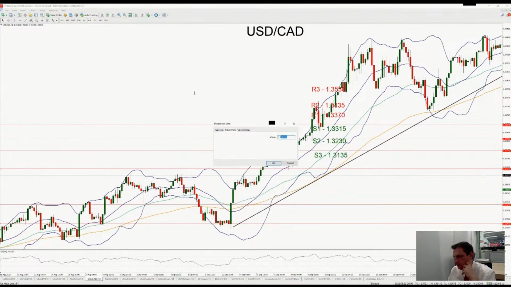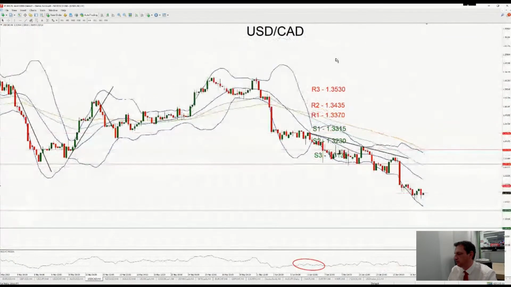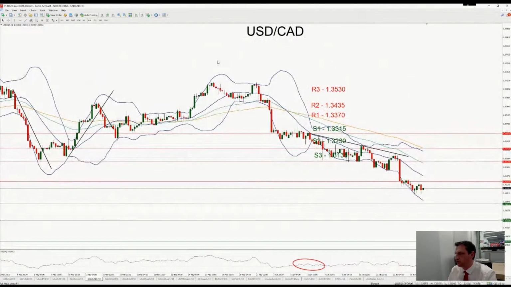And that would be the 1.365. And the 1.2975 in green. Here we go. Let's readjust the chart. Let's reposition the labels.